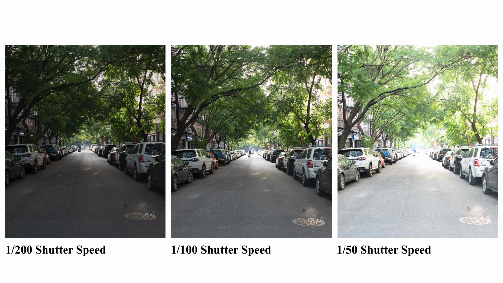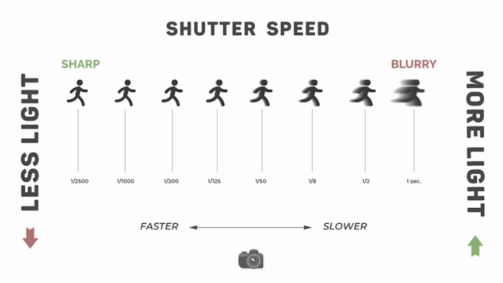Just know that faster shutter speeds are going to be darker because your camera sensor has less time to capture light, while slower shutter speeds are going to be brighter because it gives your camera more time to capture that light. So that's how shutter speed affects the look of an image. A faster shutter speed will have less motion blur and be darker, while a slower shutter speed will have more motion blur and be brighter.